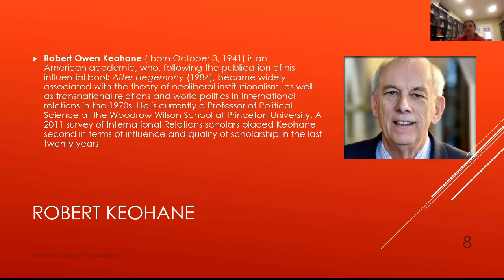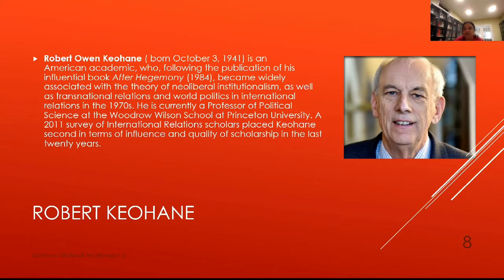The second major thinker that we have is Robert Owen KEOHANE. He is an American academic who, following the publication of his influential book After Hegemony in 1984, became widely associated with the theory of neoliberal institutionalism, as well as transnational relations and world politics and international relations in the 1970s. He is currently a professor of political science at the Woodrow Wilson School at Princeton University.